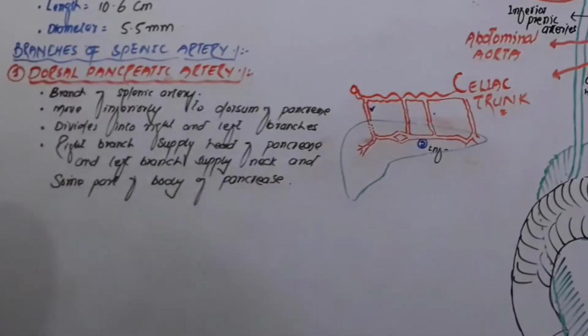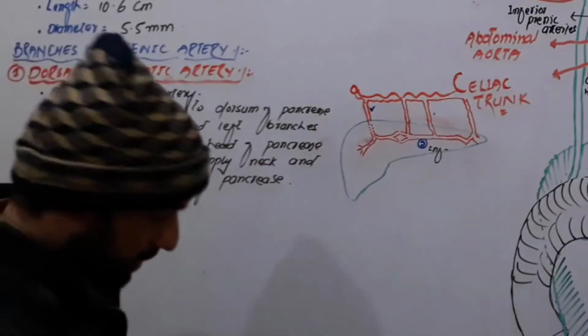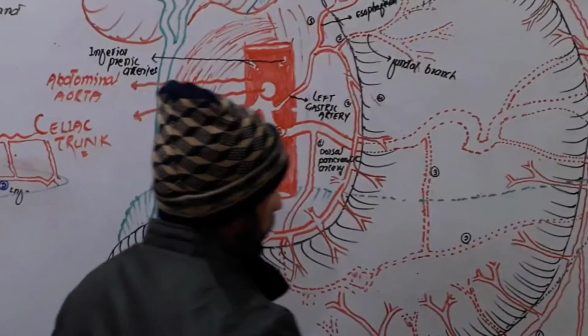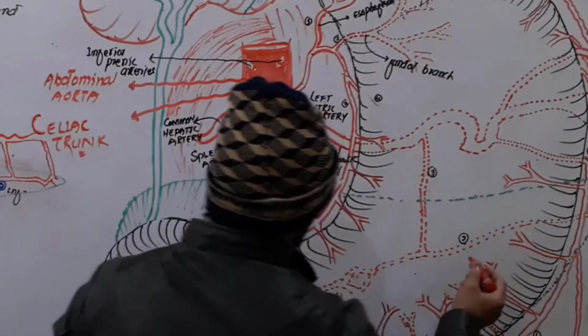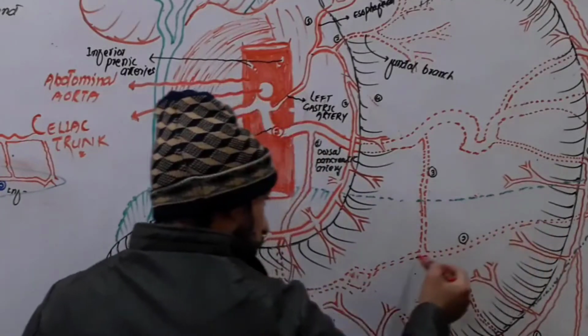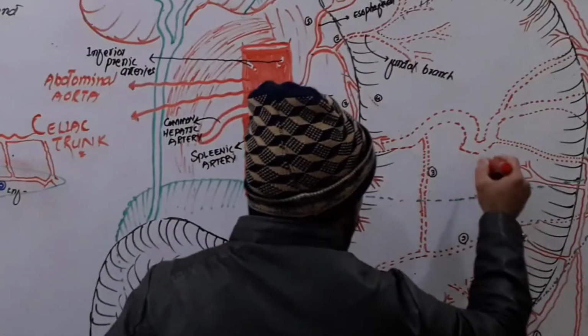Clear, dear friends? So this was the first branch which arises from the splenic artery. Now let's move forward and see the second branch. As you can see here, look carefully. I have told you that this is our second branch. You can see here, and this artery is called the inferior pancreatic artery.